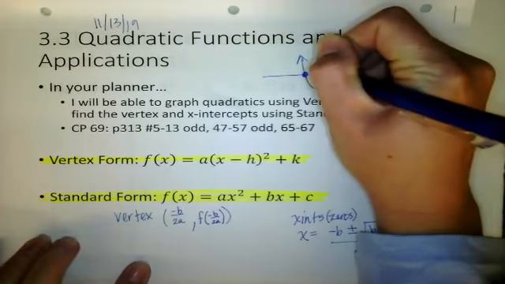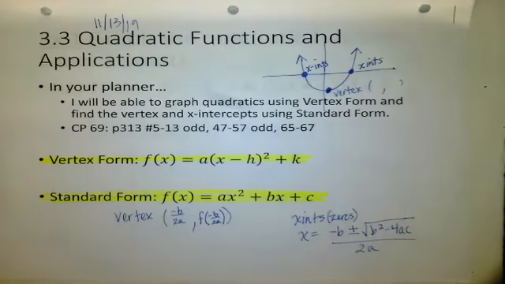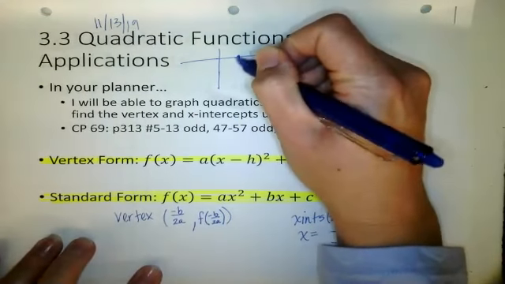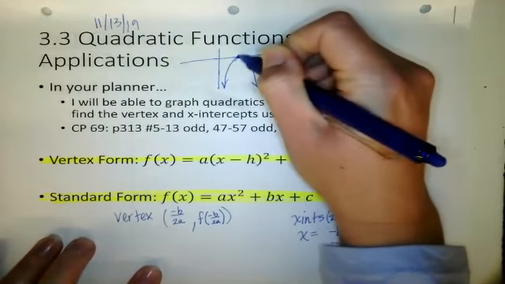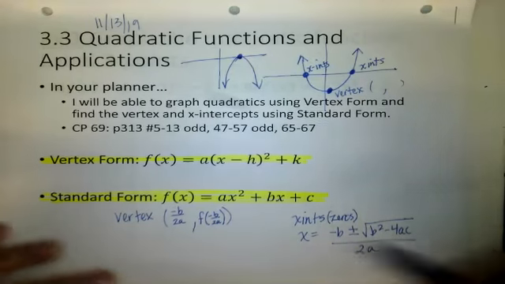Sometimes. Are there always 2 x-intercepts? Not necessarily. Why? The vertex could be above the x-axis. Yeah, so we could be touching. What if that parabola was just touching that x-axis? Then that x-intercept also happens to be the vertex. Okay, so it's a 3 for 1. All right.